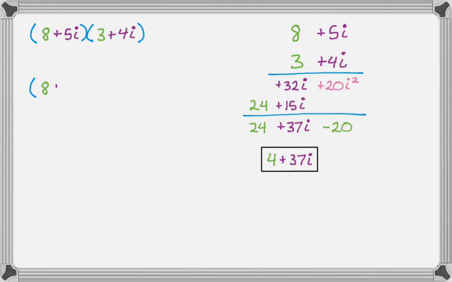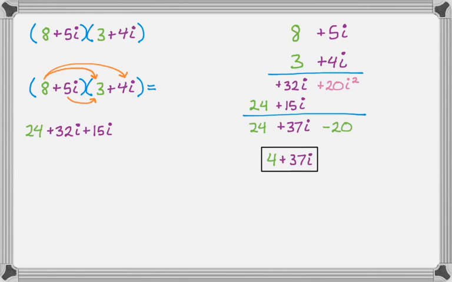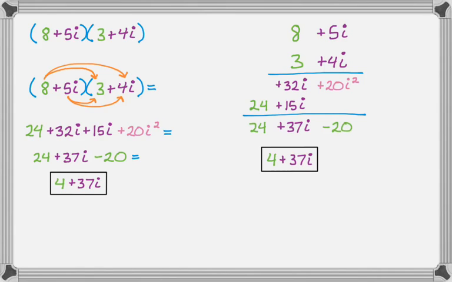Now I'll do it the other way, just to show you that it always works. And you're free to do it either way you want. It doesn't really matter. So here I'm going to have 8 times 3, which is 24. And 8 times 4i, which is 32i. This way is maybe a little easier, but that could be that I learned to do it this way, so I think it's easier. And then 5i times 3 is 15i, and 5i times 4i is going to be 20i squared, and then remember i squared is negative 1. That's one of the most important things you can remember at this point. So we're going to get minus 20 there, and then that's 4 plus 37i. So same answer either way.